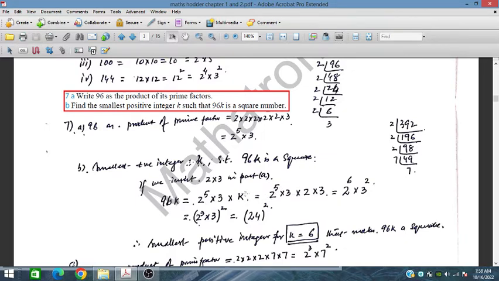So we can add one 2 and one 3 in place of k. So it becomes 2 power 6 and 3 power 2. So we have added one 2 and one 3, so this k is equal to 2 into 3, which is 6. So if we multiply this 96 with 6, then it becomes a square number.